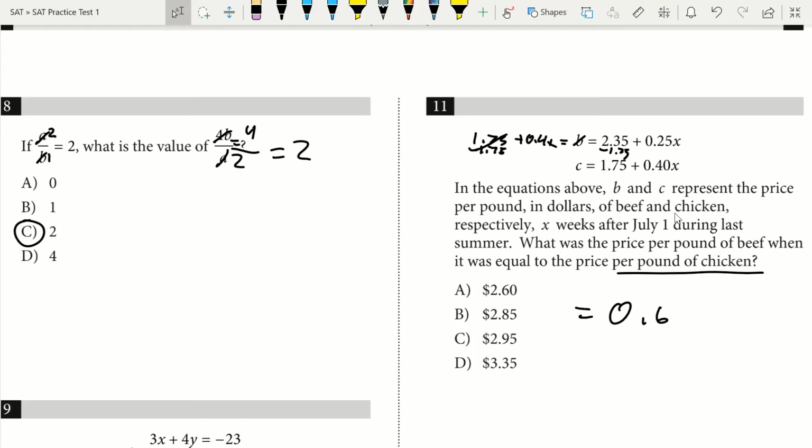0.6, and then I'll subtract my 0.25x from each side. I do that, I get 0.4x minus 0.25x, that's going to give me 0.15x. I divide each side by 0.15, and that's going to give me x equals 4. I plug 4 in then for x. I'll plug it in right here. 0.25 times 4 gives me 1. So I have 1 plus 2.35, which will give me 3.35. So my answer there is going to be D.